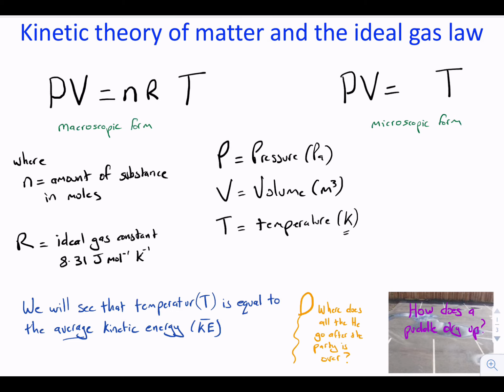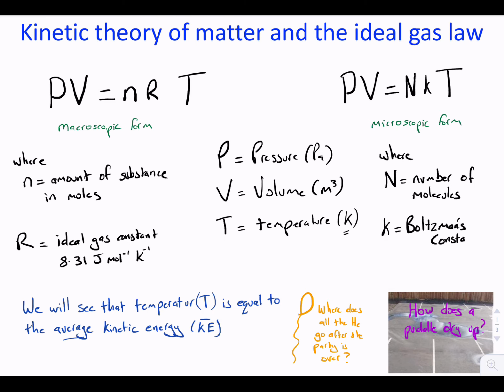Now to the microscopic form. Here we have PV equals capital N kT. This looks very similar, except we're dealing with a large number of particles instead of moles. N is the number of molecules, usually a very large number, and k is Boltzmann's constant, which is 1.38 by 10 to the negative 23 joules per Kelvin. This is a very small but important number.